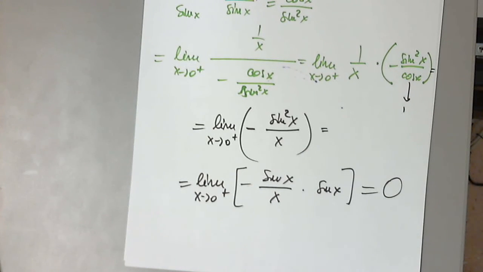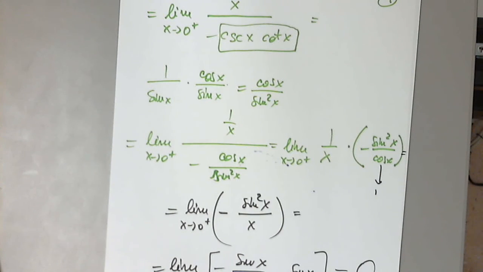So you took cosine x over sine squared x and you flipped it? Yeah, because I divide two fractions. So I copy the fraction from the top, and I multiply it by the multiplicative inverse of the denominator. And the sign still stays the same. Yes, sine squared. And cosine when x approaches 0, cosine is not a problem.